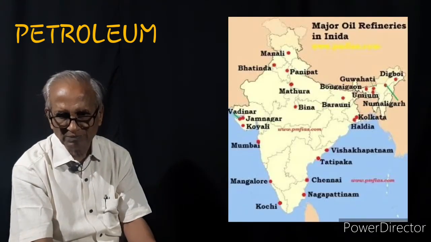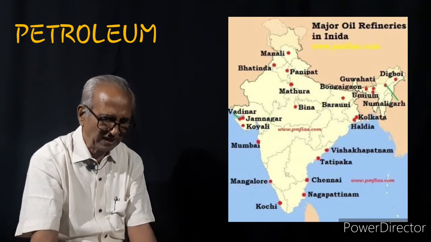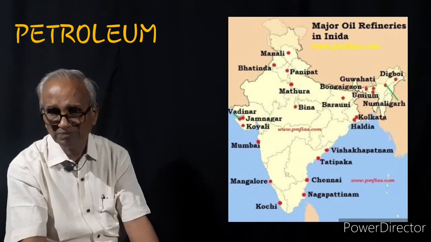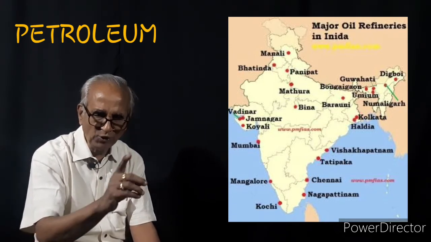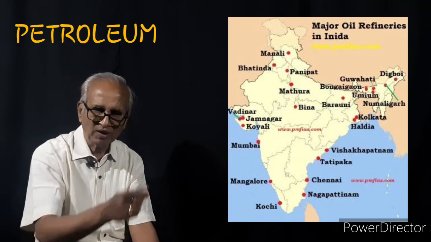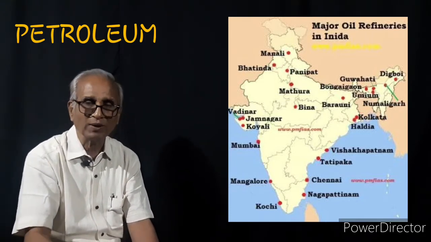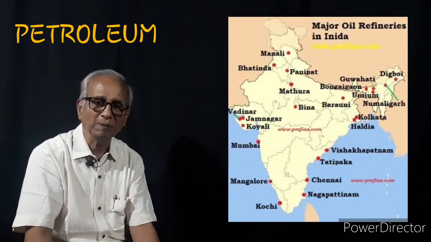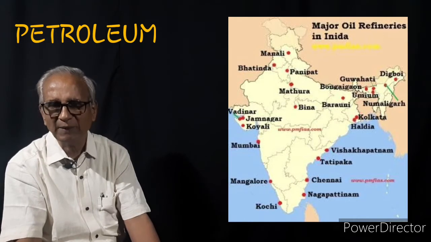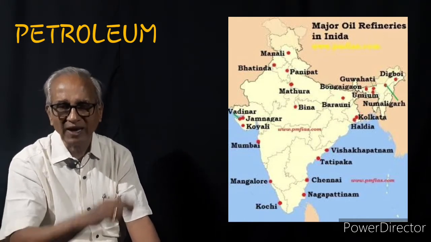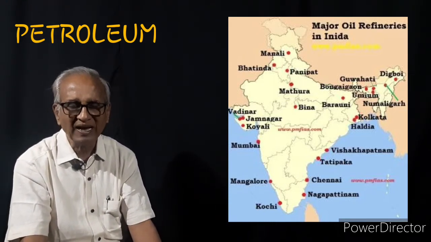In India we have Assam, Gujarat, Mumbai High. Earlier we called it Bombay High, now we call it Mumbai High. Then you have the basins of Krishna and Godavari. Krishna and Godavari river basins are also very rich from the viewpoint of petroleum stock. Yet, these do not suffice. Keeping in view of our energy requirements, we have to get oil imported into the country from the other oil producing countries.